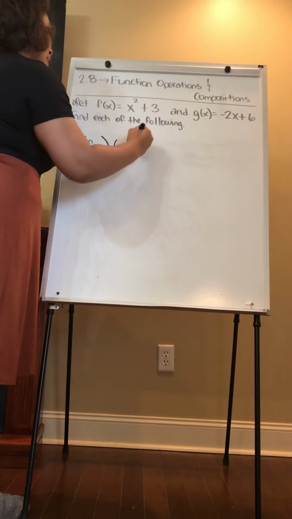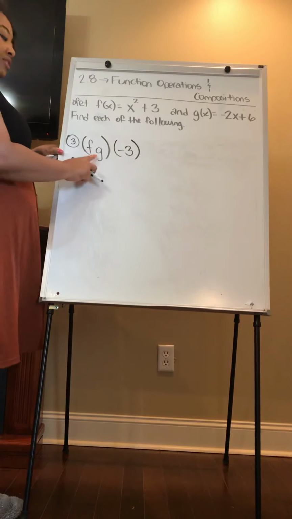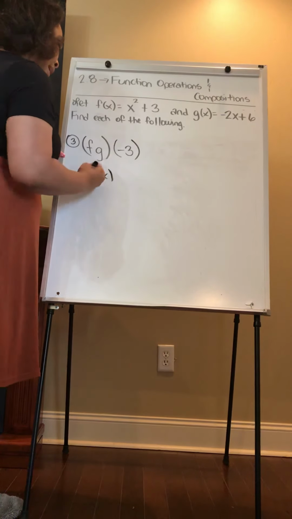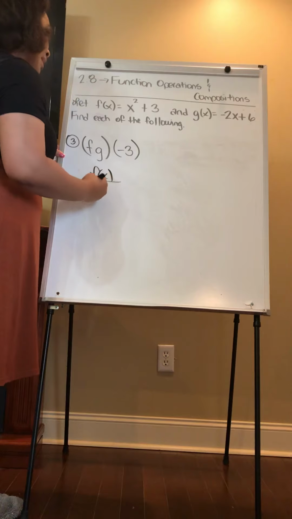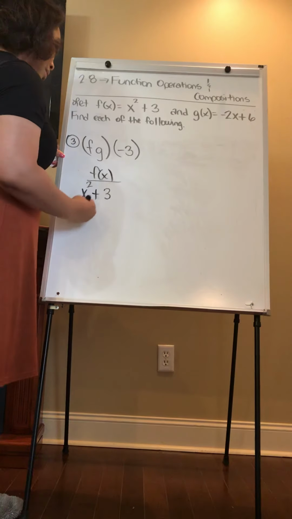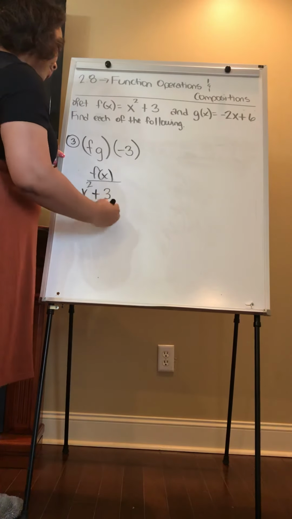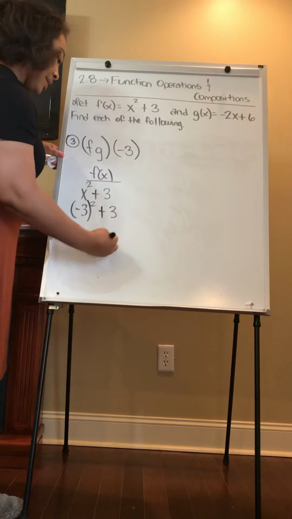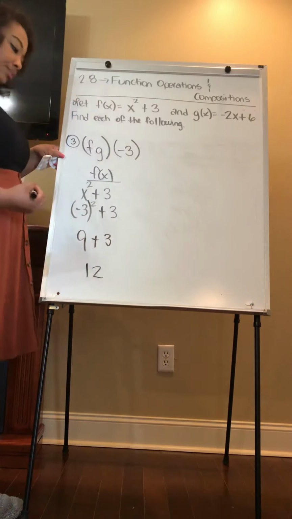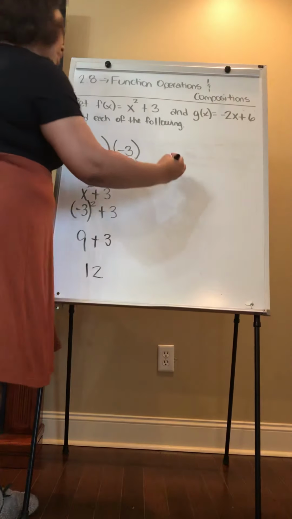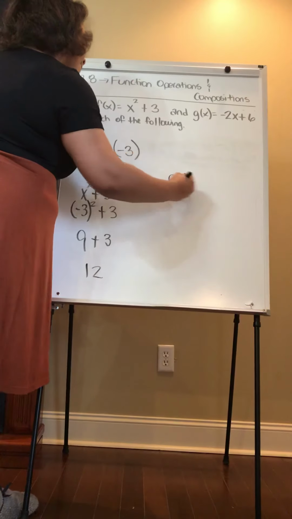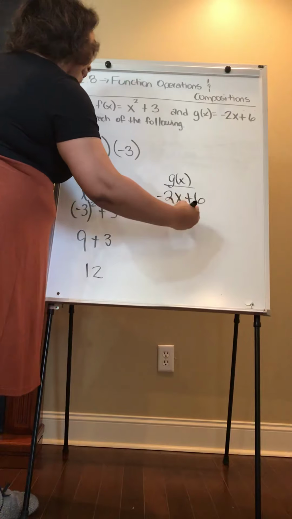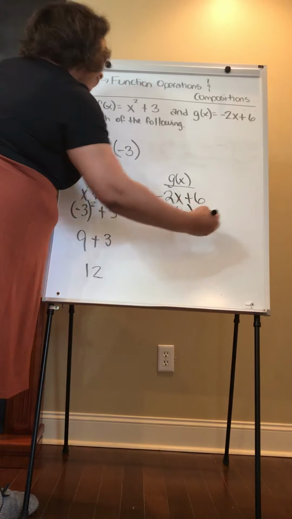f g of negative 3. So f g side by side will represent multiplication. So we're going to go again to the f function, which will give us x squared plus 3. Plug in negative 3. Negative 3 squared is 9. Plus 3 will give us 12. Go to the g function. Again, it's negative 2x plus 6. In the place of x, you plug in negative 3.